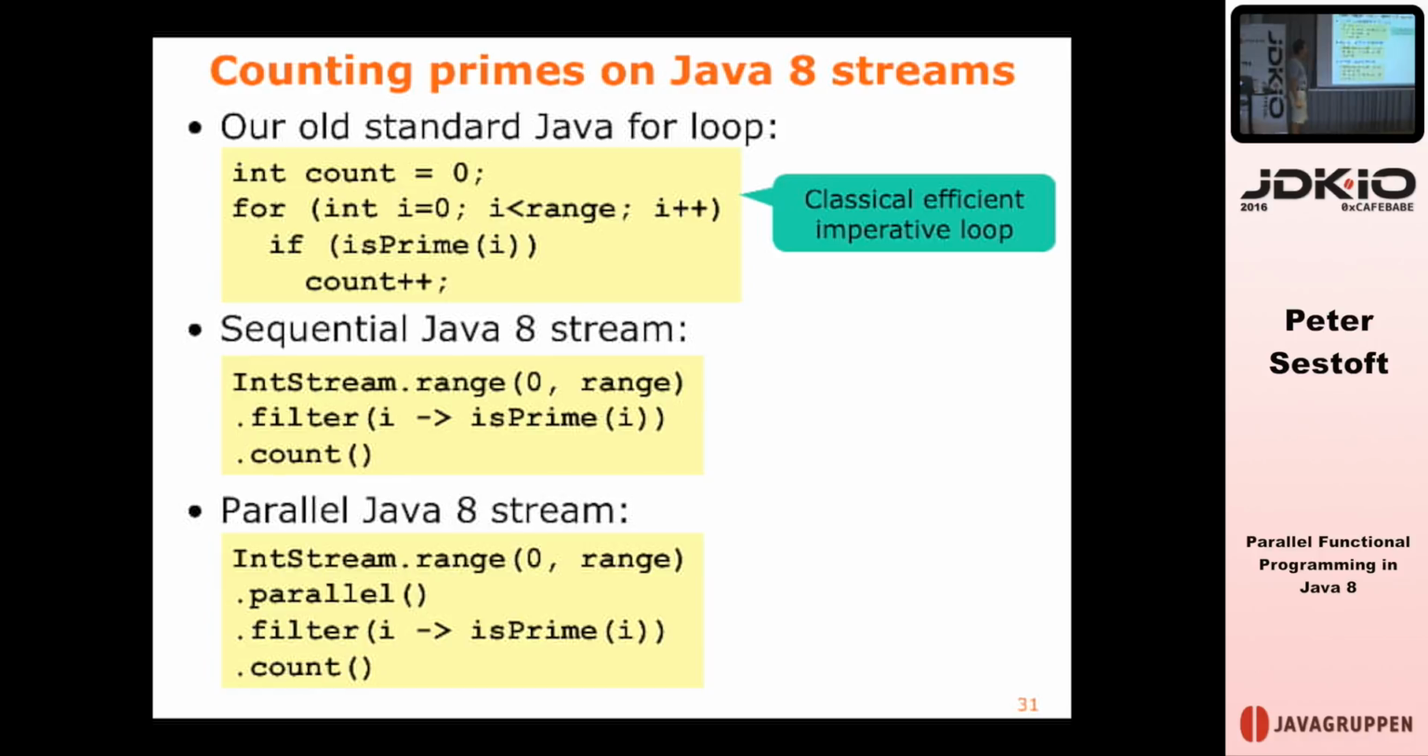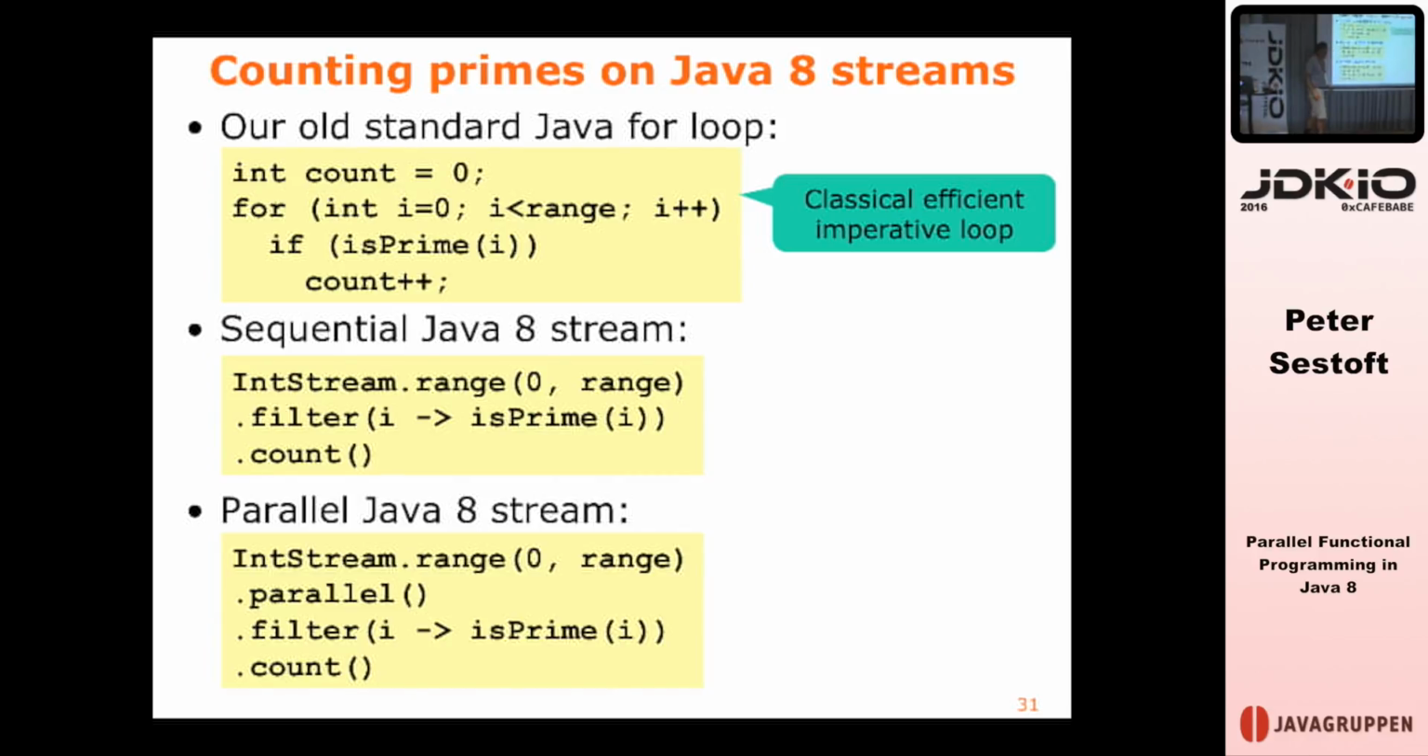And so a classical C programmer would write this code here. We have a for loop that goes from 0 to 10 million, and we call the isPrime function. And if that returns true, we increment count. So that seems obviously the most efficient thing you can do.